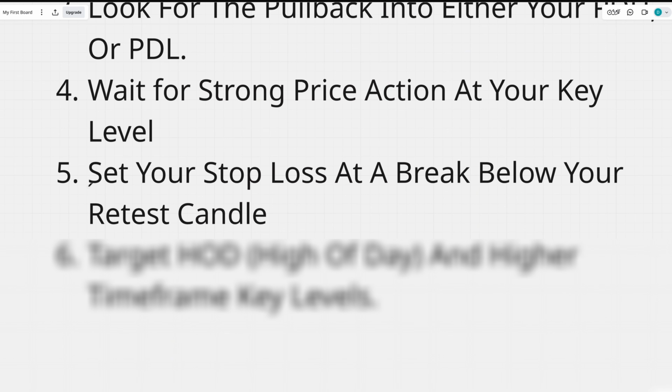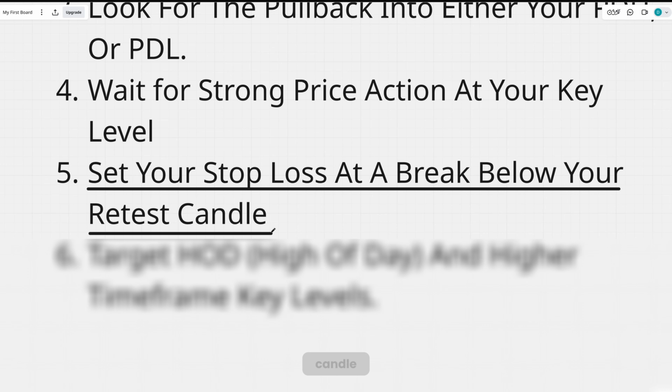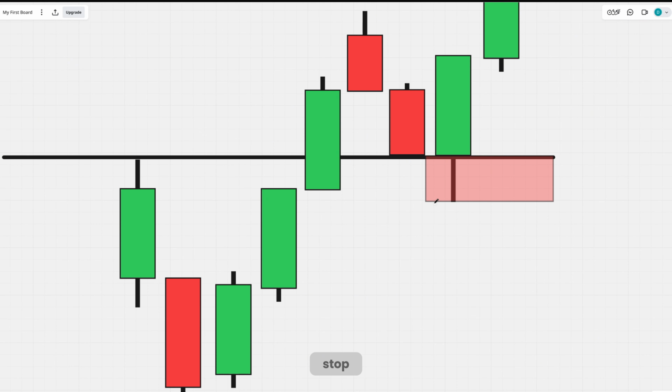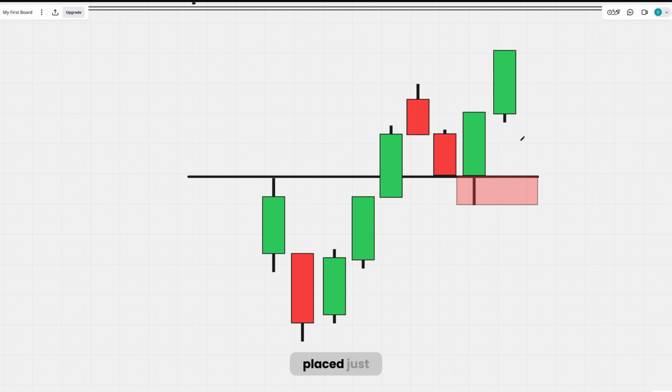Now, you might be asking yourself, where exactly do I set my stop loss in order to have a good risk to reward on this trade? So you're going to set your stop loss at a break below your retest candle, and you can just place your stop at a break below your wick level. As you guys can see right here, we have our stop loss placed just at a break below your key level, being your wick low.